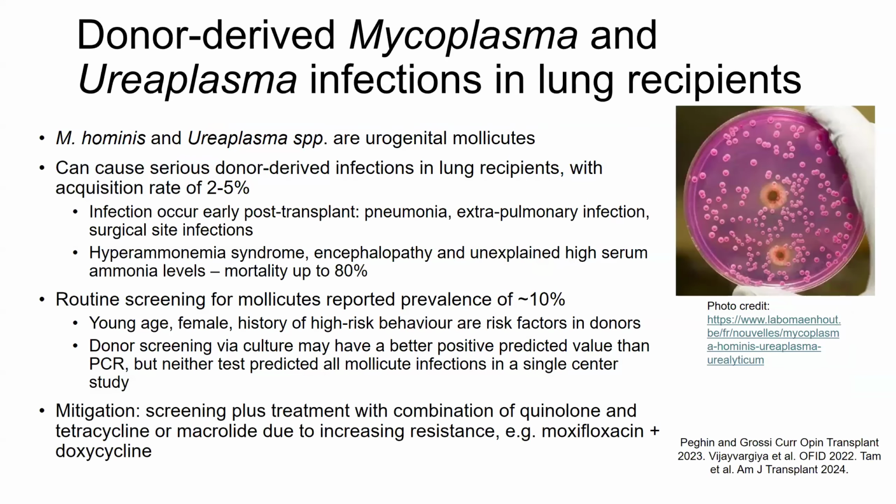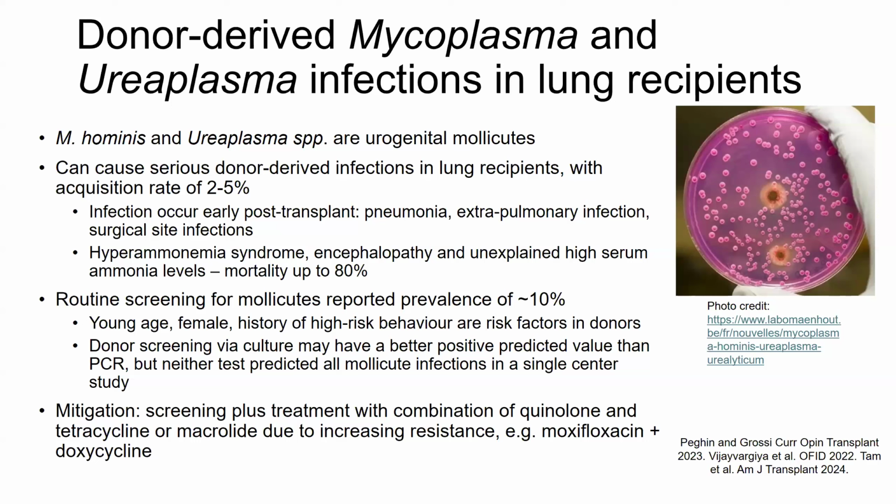Focusing on the mycoplasma and ureaplasma infections in lung recipients, I just wanted to highlight this because this is an important aspect and specific to lung recipients. Mycoplasma hominis and ureaplasma species are urogenital molecules, and they could cause serious donor-derived infections, specifically in lung recipients, with the acquisition rate estimated to be about 2 to 5%. The infections tend to occur early post-transplant, and the syndromes could be pneumonia, but it could also be extrapulmonary infections as well as surgical site infections.